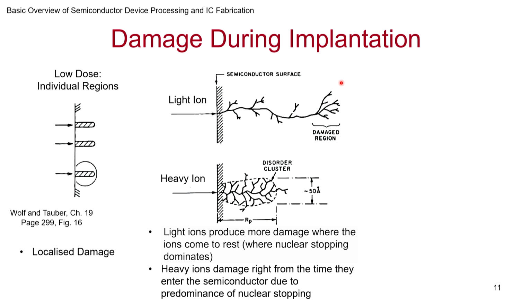Then nuclear stopping will start dominating, and towards the very end, there will always be some damage present. So even in all these branches at the end, you may have some of this. Of course, most of the damage will occur where it ends up finally settling down.